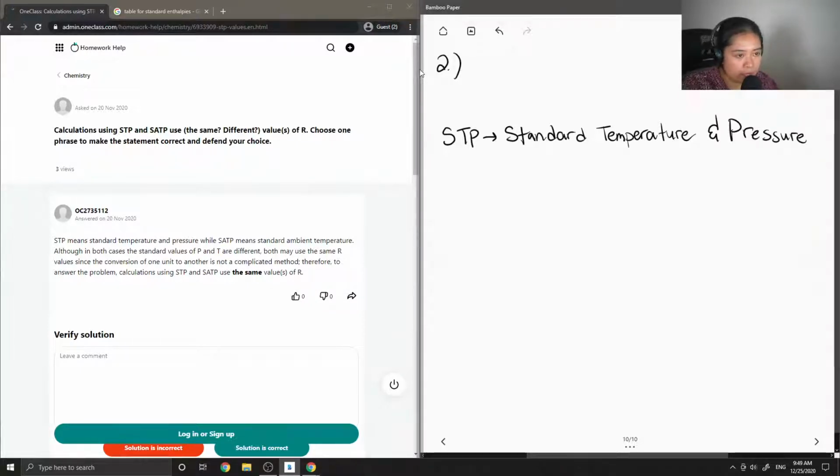So for STP, the temperature is 0 degrees Celsius or 273 Kelvin. And in the case of the pressure, it is 1 atm or 101.325 kilopascals.